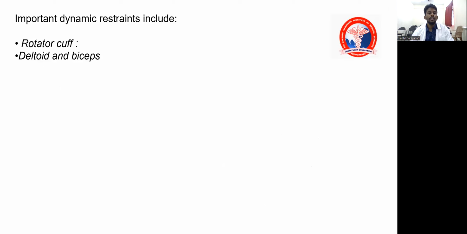The important dynamic restraints include rotator cuff, deltoid, and biceps. We have seen the rotator cuff muscles, which are supraspinatus, teres minor, and teres major. And similarly, we have seen the deltoid muscle and biceps.